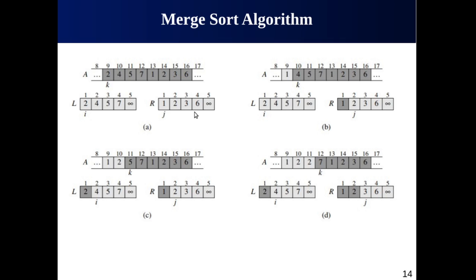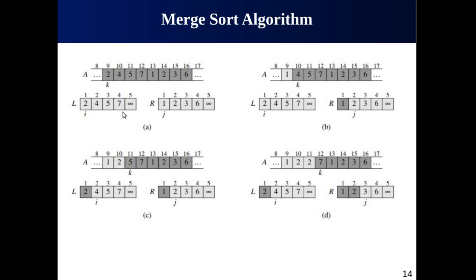Similarly, we need indexes. For example, for the left array, I am using the index i, which actually refers to the first element. And for the right array, I am using the index j, which also refers to the element that is stored at the first location. We also need an index represented by k, which actually refers to the first location of the given array. Okay, now the merge procedure is like this.